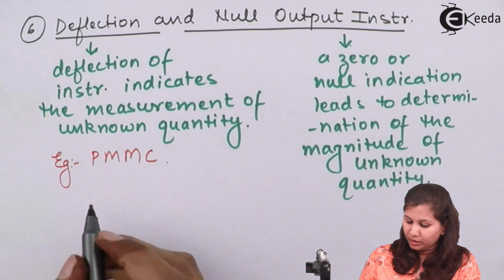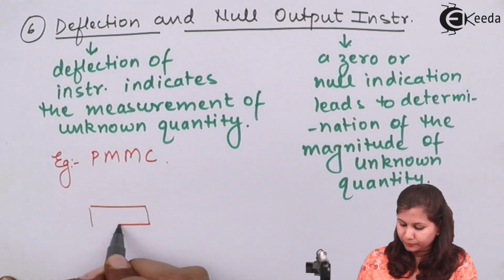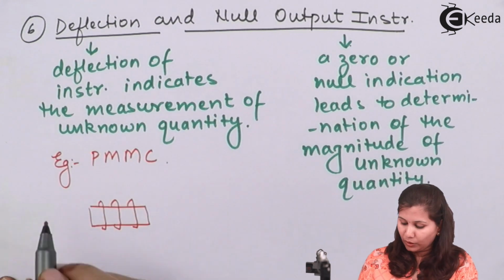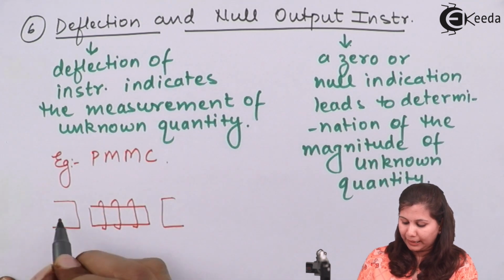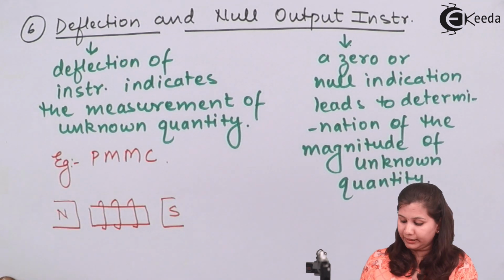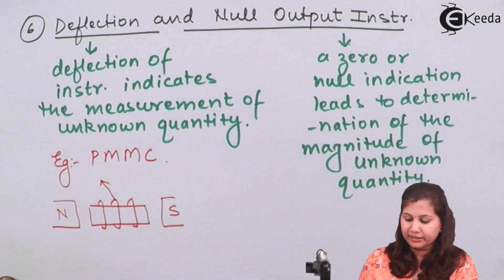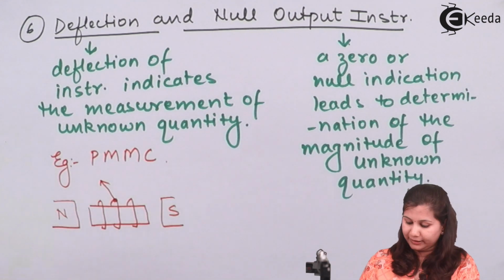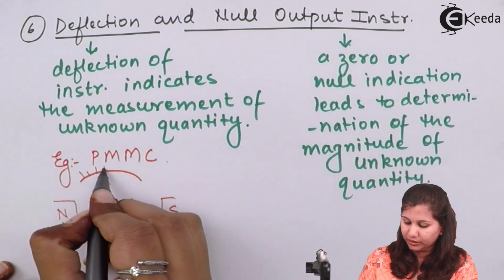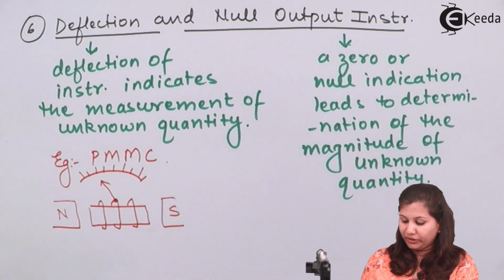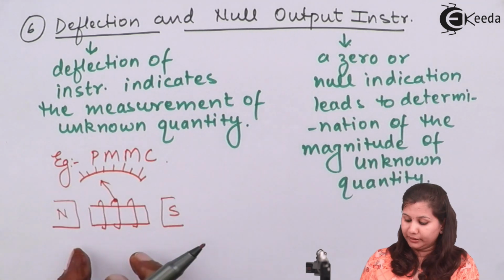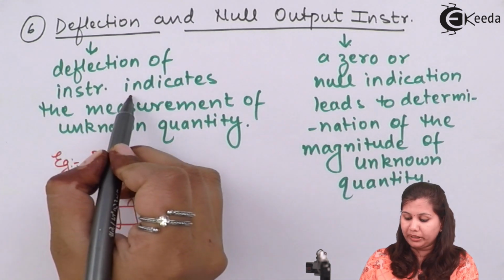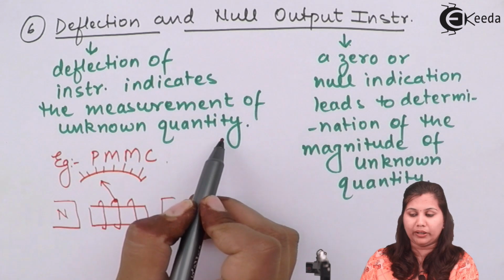Okay, so here we will have a coil, and this coil is placed between the north and south poles of the magnet, and to the coil a pointer is connected. When this coil moves in this magnetic field, the pointer is deflected over the scale. So we can read the value of the current by reading the values on the scale. So here the deflection of the instrument indicates the measurement of the unknown quantity.